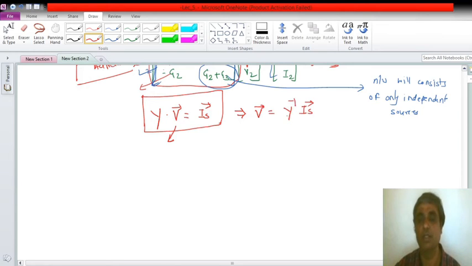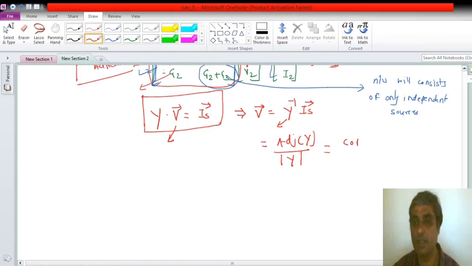Now the question is how to calculate the inverse of the admittance matrix. It will be calculated by the adjoint of Y divided by the determinant of Y, right? And the adjoint of Y, how can you calculate? It will be the cofactor of Y, take its transpose, divided by the determinant of Y. This is my solution, and multiply with IS.